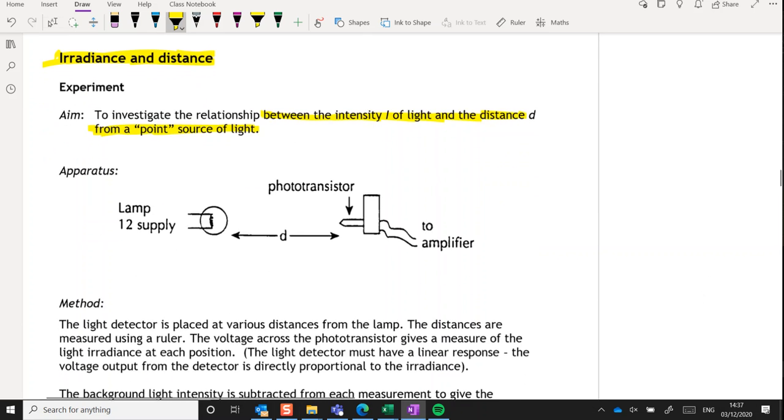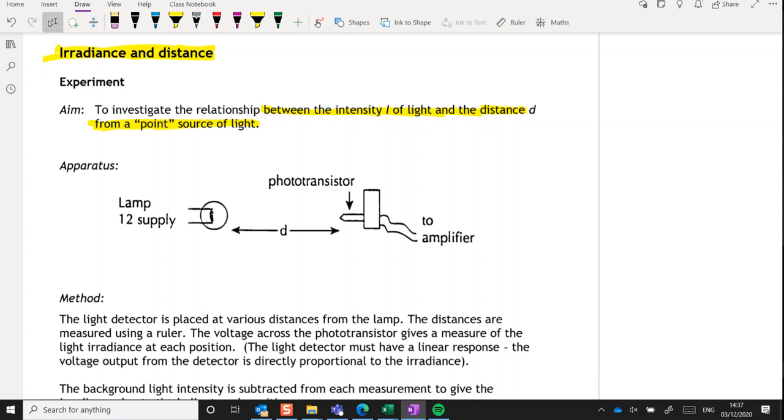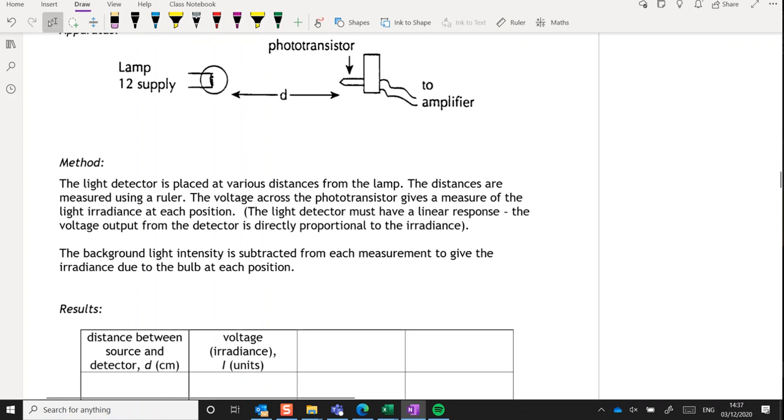For those of you not here, I will find a version of this experiment on YouTube that you can watch in your own time, and I'll put that in the OneNote as well. Today though, we're just going to use a lamp, a phototransistor, and a light detector. The light detector is placed at a distance from the lamp. The distances are measured with the ruler.